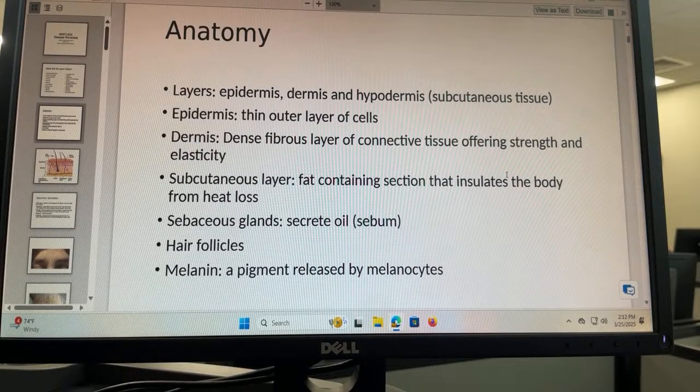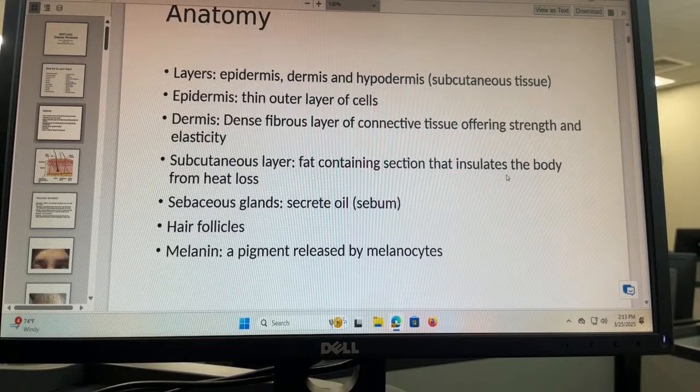Below that is the dermis, which is a very dense layer. It's connective tissue. It's what makes your skin strong and elastic. And then below that is the hypodermis, or the subcutaneous layer. And this is the fatty section that helps insulate the body from losing heat.